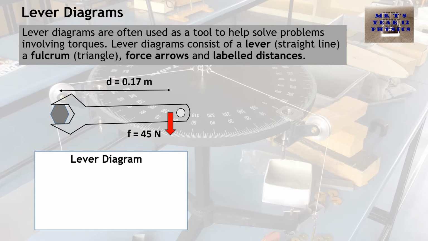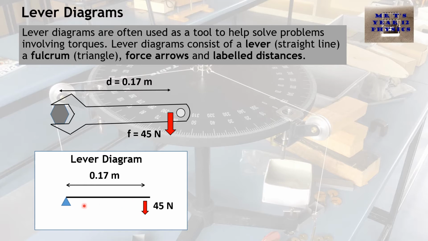So the lever diagram has the following points. It has a triangle representing the turning point, and that's called a fulcrum. We have the line here, which is our lever, and that represents the lever part of the spanner in this case. On our lever diagram, we place an arrow to represent where the force is, and then I like to put a double-headed arrow, a thin one, to show the distance. The distance from the fulcrum to the force is this. Now this is a lever diagram I can solve problems with.